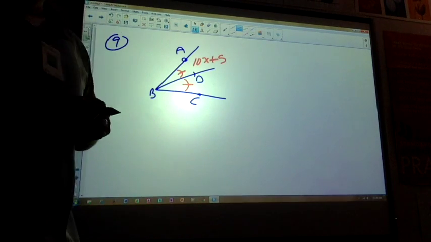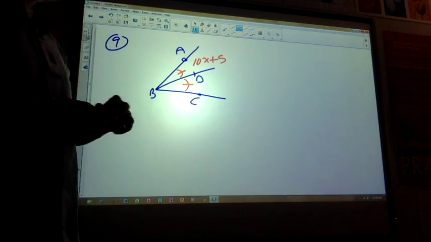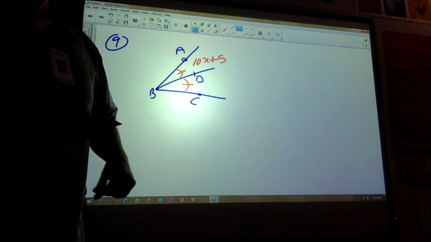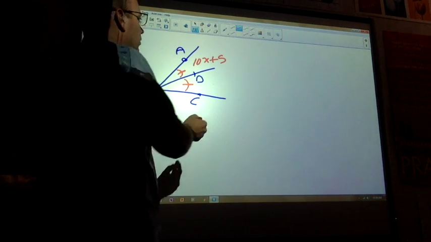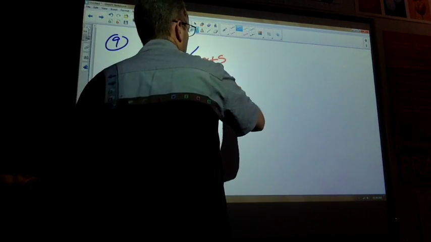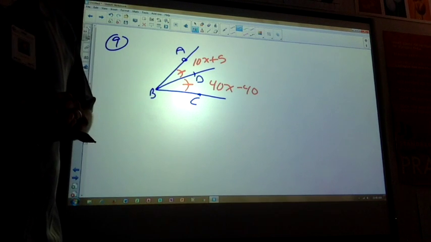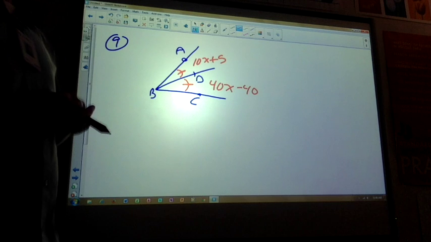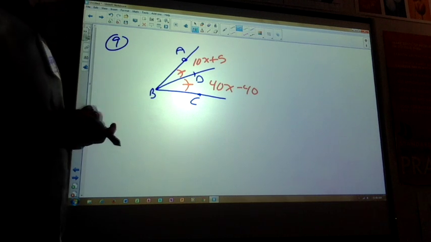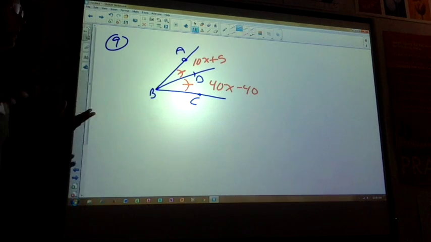And then they told us that CBD is 40x minus 40. They would like us to find x and ABC. So they want to find the whole angle. So what can you tell me about 10x plus 5 and 40x minus 40? They're equal, by definition of bisector.